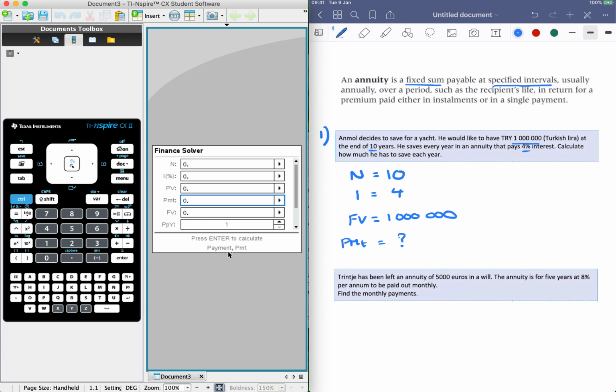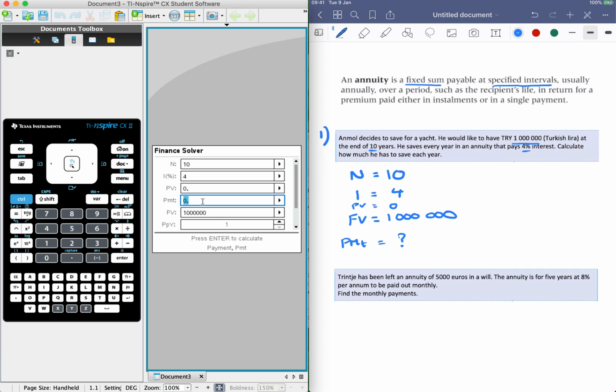So let's put it in here. We've got n is 10, we've got interest rate of 4, present value, well, that is 0. Perhaps I should have said that, but it's there anyway. Present value has got to be 0 because he's starting with nothing. He wants to get it up to 1 million. So it might be worth me writing in here PV is equal to 0. Payment's what we're trying to calculate, and the future value we know is 1 million.